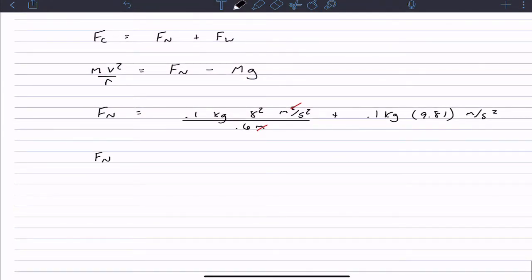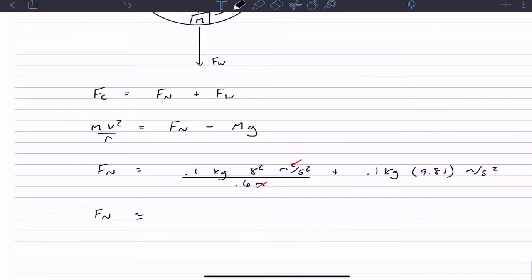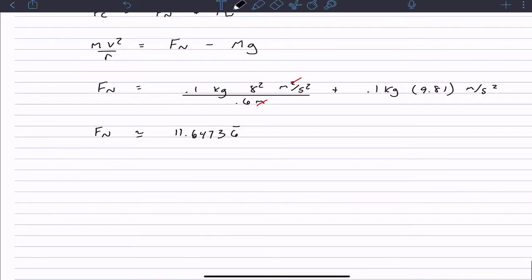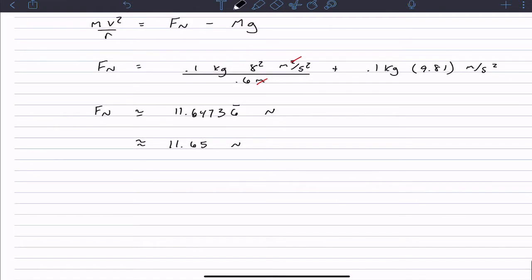So this comes out to be approximately 11.64736 repeating newtons. And we can just round that to 11.65 newtons. Since it's asking for 3 sig figs, I'd say you could go 11.7 newtons. That's what I would say, since we're rounding. Okay, next problem.